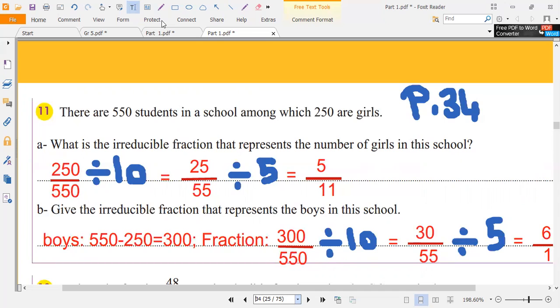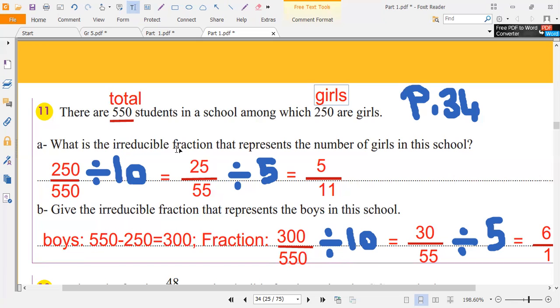Look, here we have the total. Total is 550 and the number of girls is 250. So how to find the fraction representing the number of girls? It is the number of girls over the total. So it is 250 over 550.